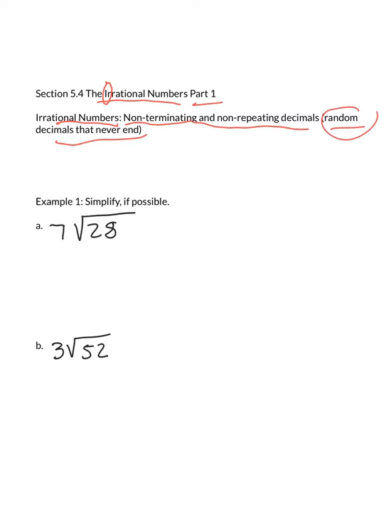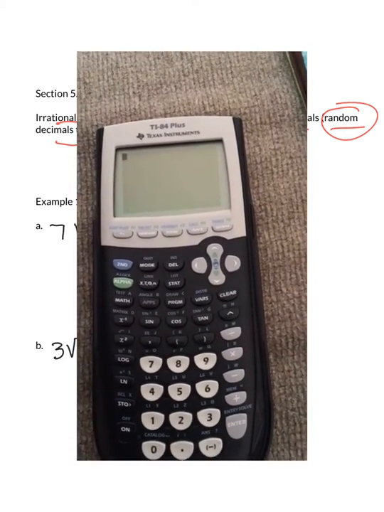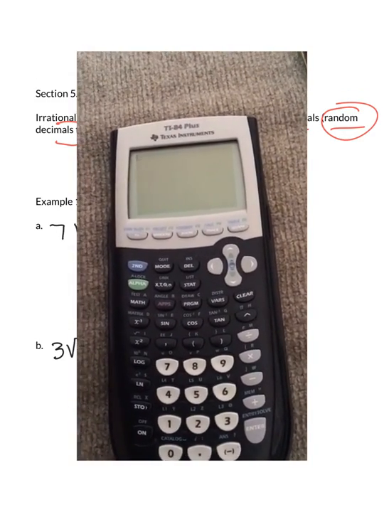When I say random, I mean that there's no pattern to what's in their decimal spot whatsoever. So let's look at some examples on the graphing calculator of how we can tell when we've typed in a number if it's irrational or rational. So here are some examples of irrational numbers.